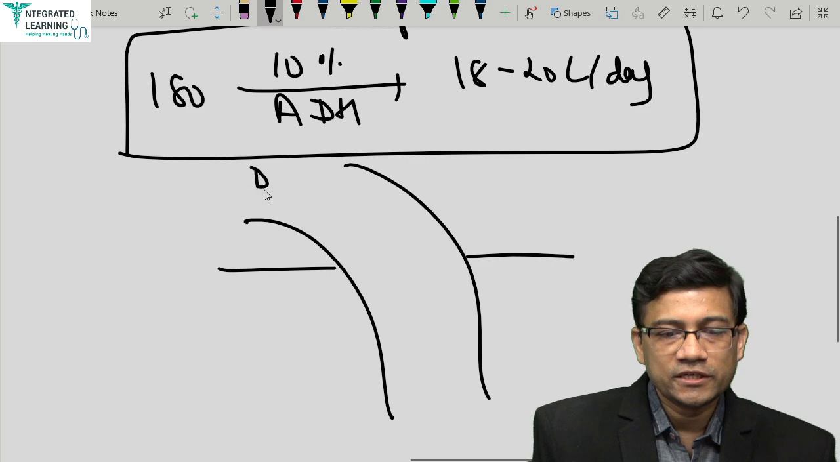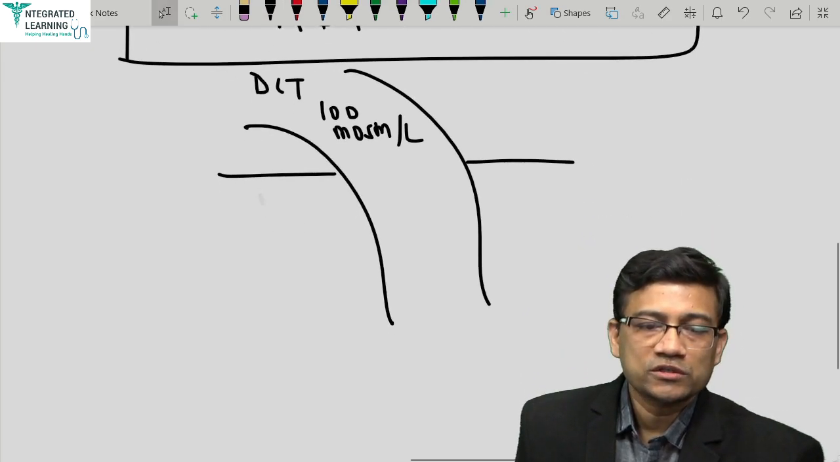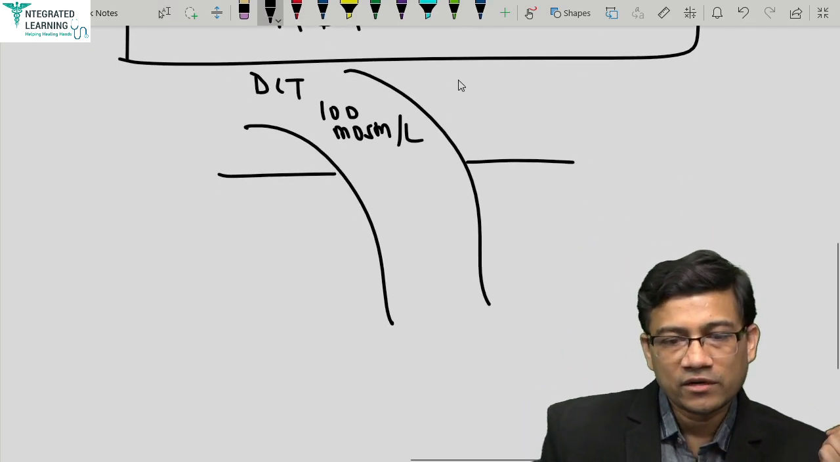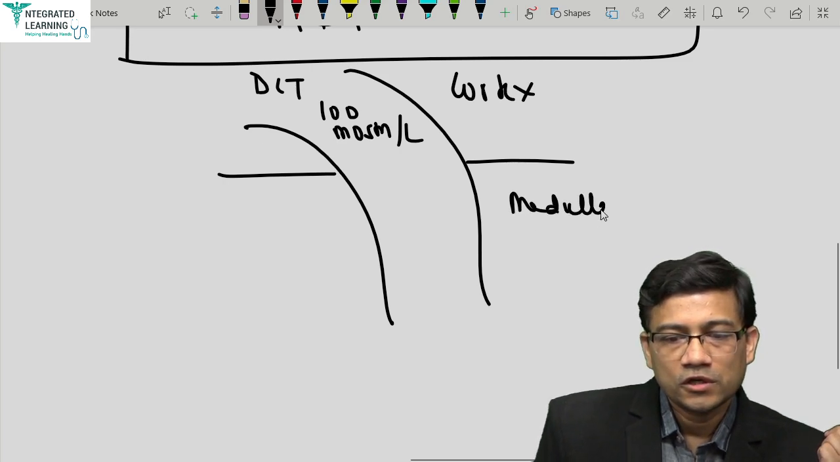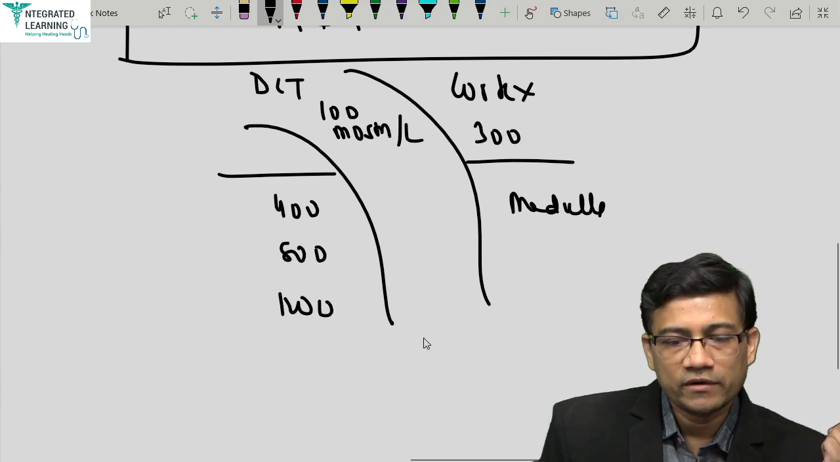Let us say this is DCT, which is around 100 milliosmol per liter. So it is approximately 100, okay. This is, let us say, cortex and this medulla. So as you all know, medulla is 400, cortex is 300, then this is 800, 1200.